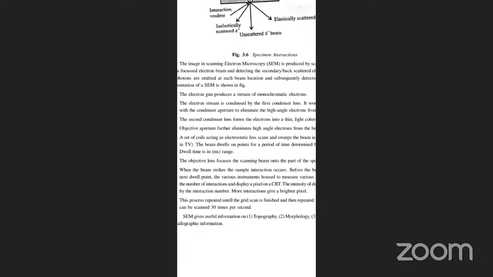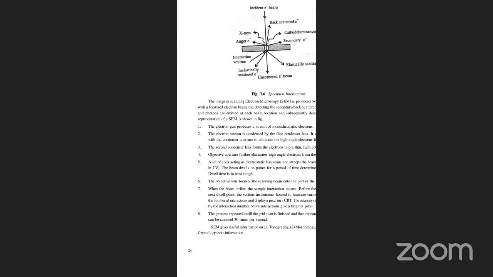Next, when the beam strikes the sample, interaction occurs before the beam moves to the next point. The various instruments housed measure the various interactions, count the number of interactions, and display a pixel on the CRT. The intensity of display is determined by the interaction number. More interactions give a brighter pixel.